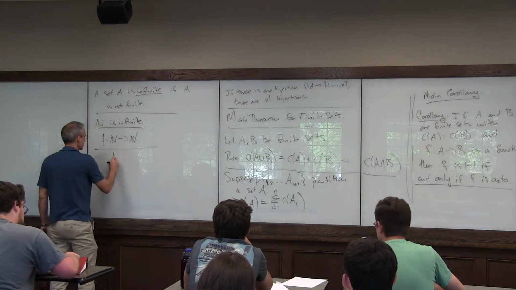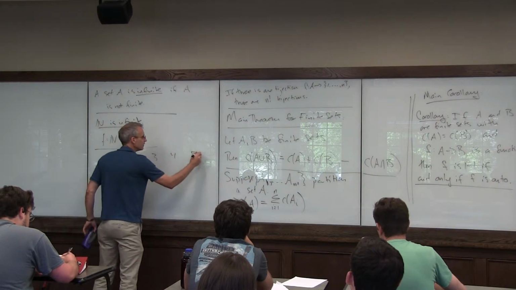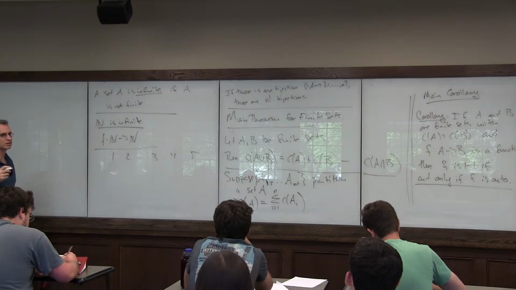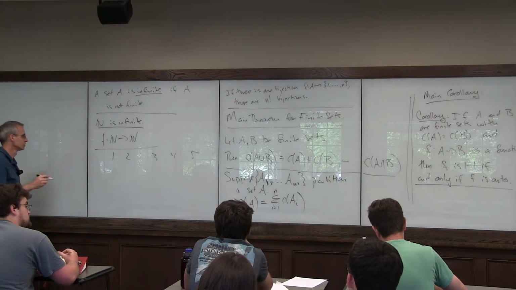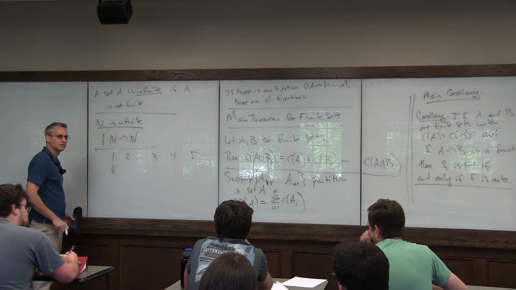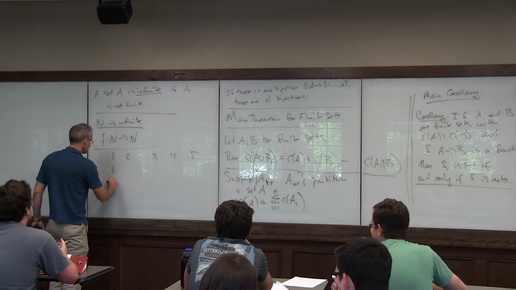Well, let's try. 1, 2, 3, 4, 5. Okay, so how about a function that goes back into the natural numbers but is not onto? 1-to-1 but not onto. So where could we... How about multiply by 2? Okay.